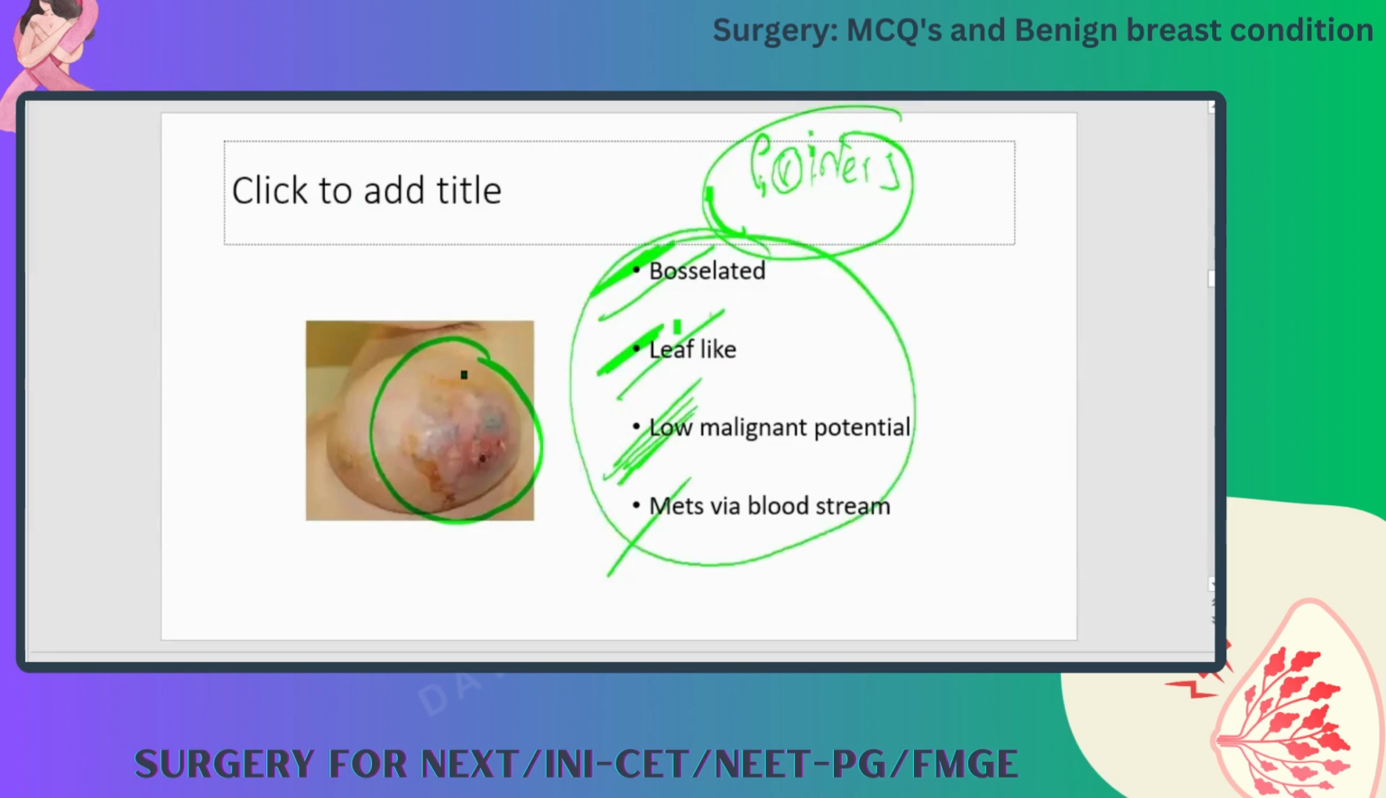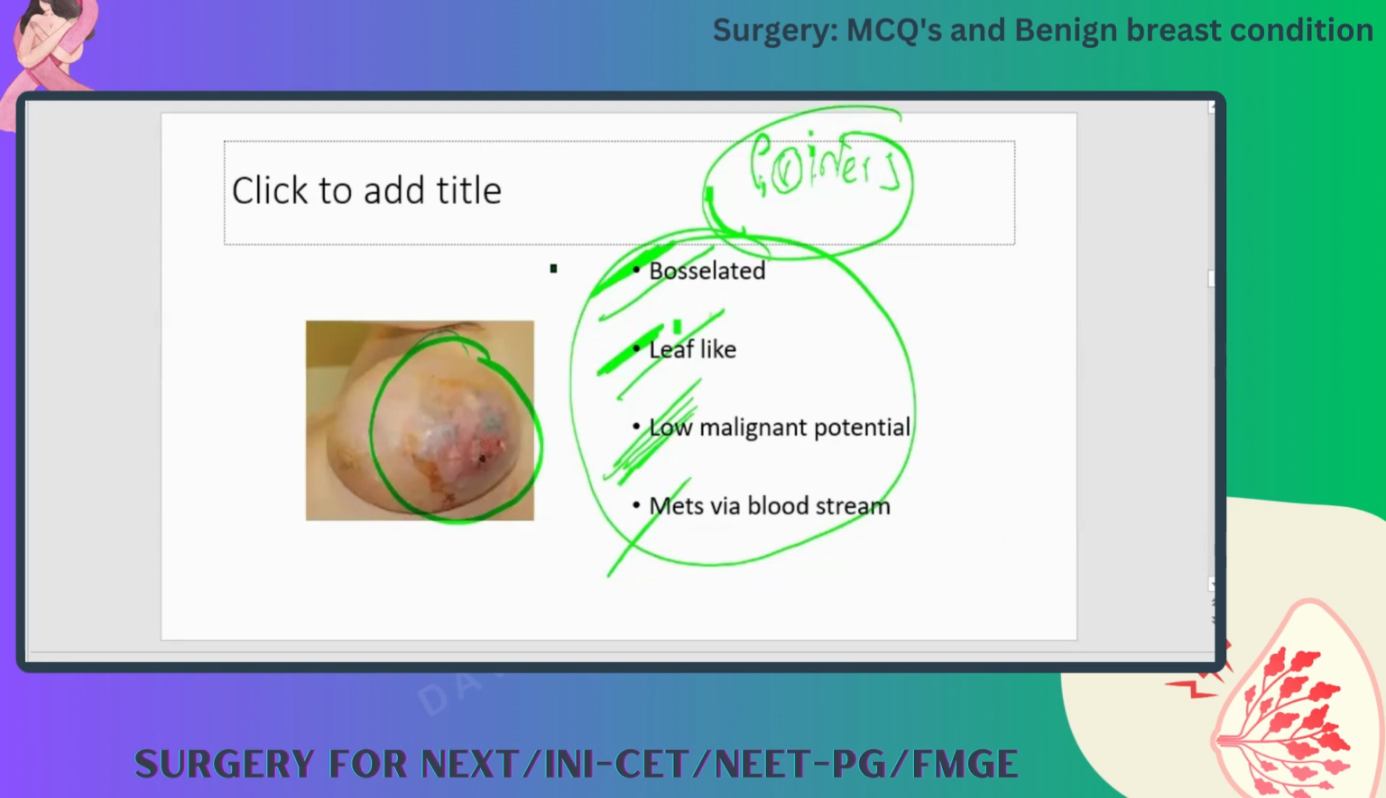And it's the fastest growing tumor. It grows very fast in a very short term. There are multiple types of phyllodes tumor, 3 categories actually. One is very benign looking, one is very malignant looking, one is intermediate. Only that third category will go very fast. The first 2 are very slow growing. Don't get confused with that.